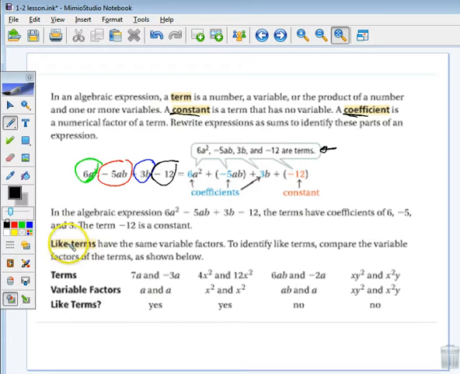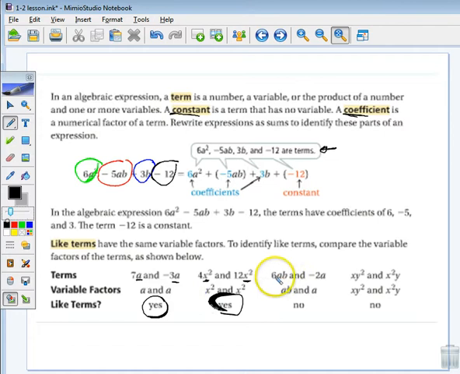Okay, now we have what are called like terms. For like terms, they need to have the same variable, and also they need to have the same exponents, the same powers. So for them to be like terms, for example, 7a and negative 3a, we are talking about a's here. Let's say these were apples, 7 apples and negative 3 apples. Since we're all talking about apples, those will be like terms, so that would be a yes. Over here, 4x squared and 12x squared, since they're both x squared, these will be like terms.